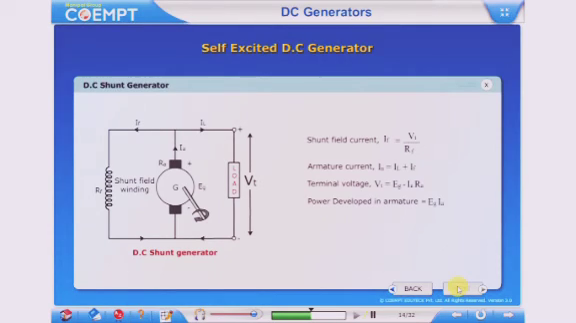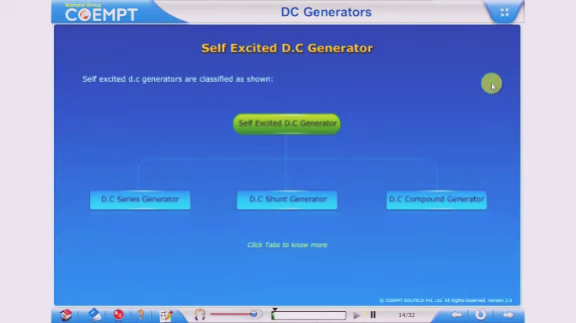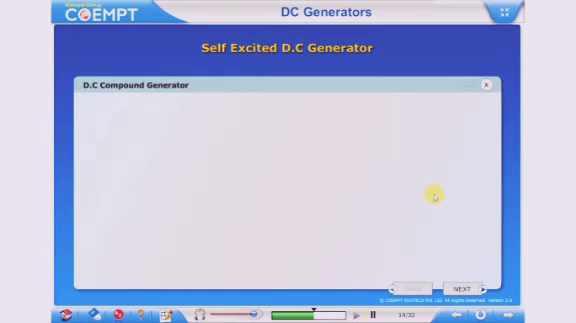DC compound generator. In a compound DC generator, two types of field windings exist, namely Rf and Rse. They are basically shunt winding and series winding. Short shunt. The shunt field winding is wired parallel to the armature and the series field winding is connected in series to the load.